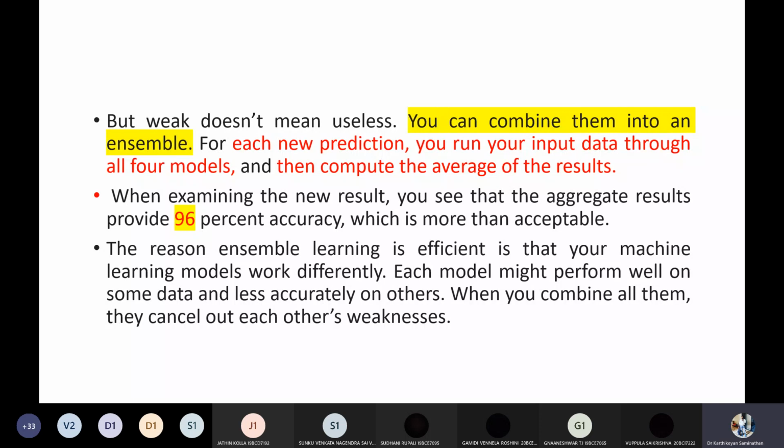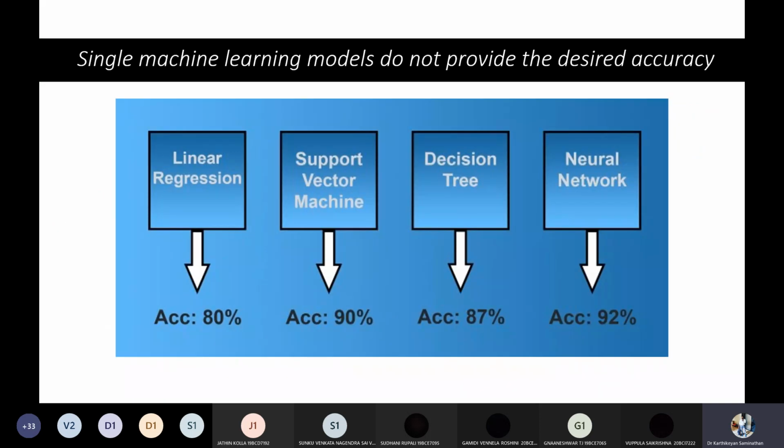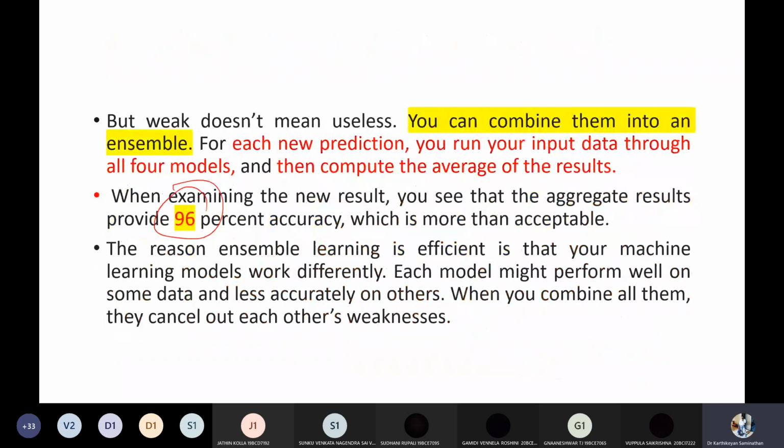When examining the new result, you see that the aggregate result provides 96%, whereas the previous one provides 95%, right? Even if you see only just 1%, that 1% makes a big difference. So 94.9 is not always equal to 95. Even 0.001 or 0.1 also matters, right? That is where research stands. So accuracy is more than acceptable.